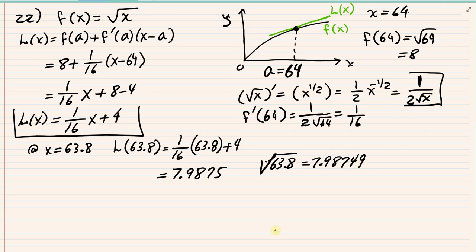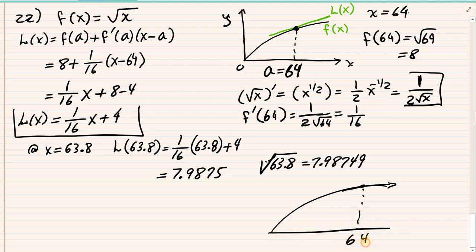One is that, let's say this is 64. 63.8 isn't too far away from it, right? That's 63.8. So that's one, because we're very close to A, the point at which we attach the tangent line to the curve.